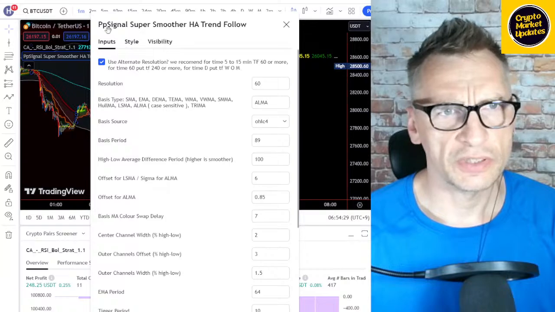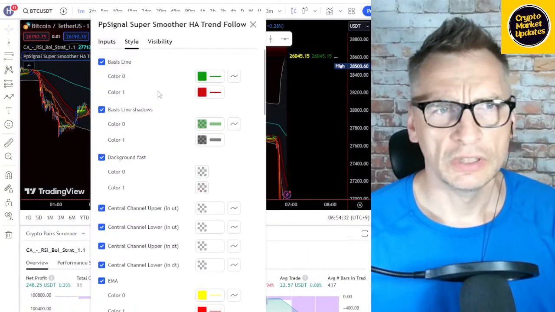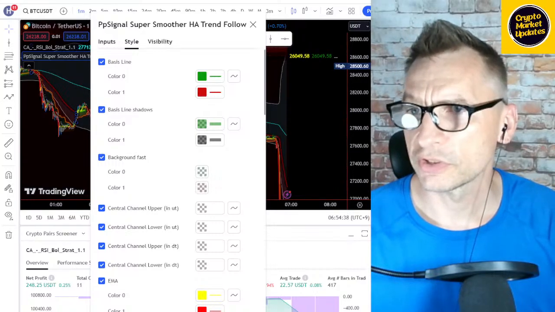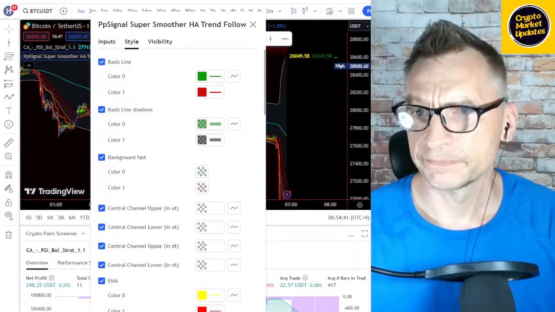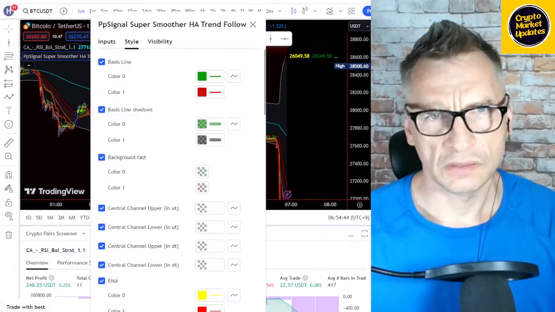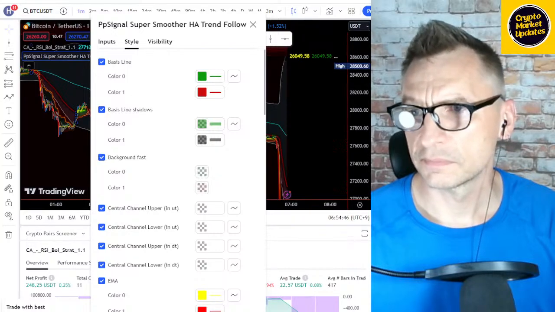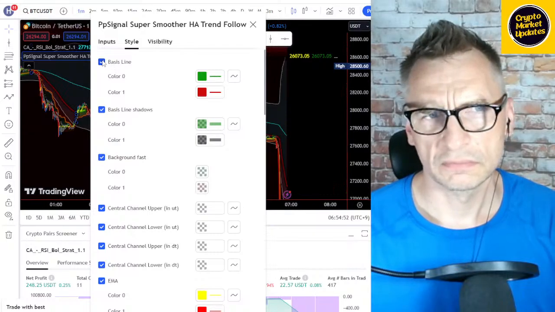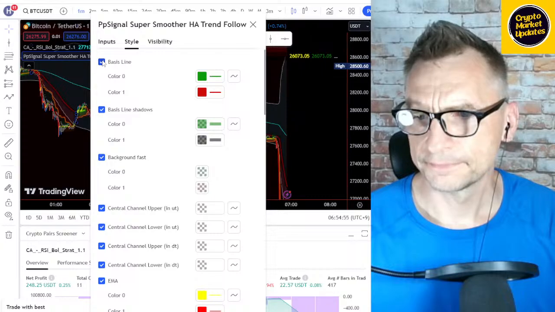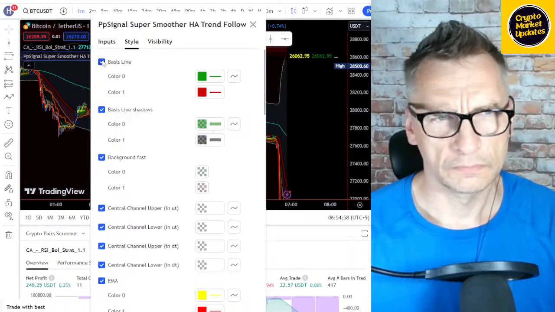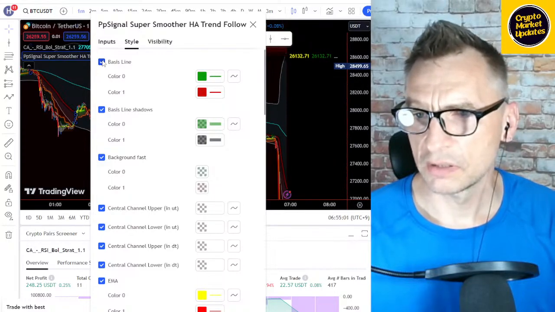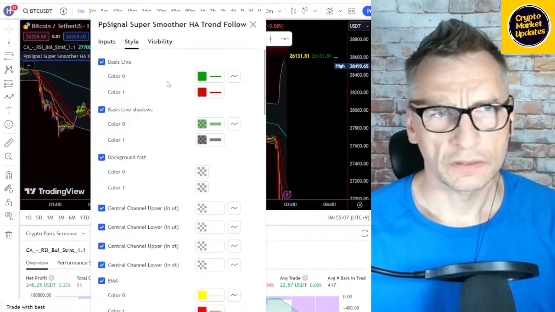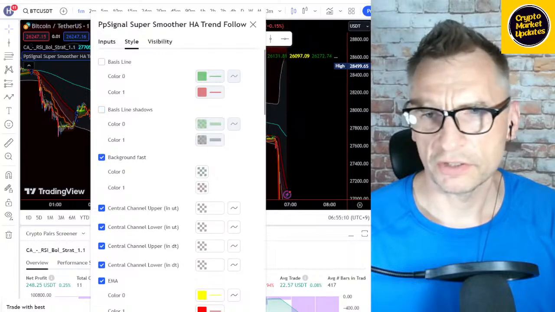So we go to style. So this is the PP Signal Super Smoother. You go to style, and there's a lot of this stuff that you need to turn off. I think you have to turn off the baseline, because otherwise your chart is a bit messy. Yeah, we turn off the basis line shadows.